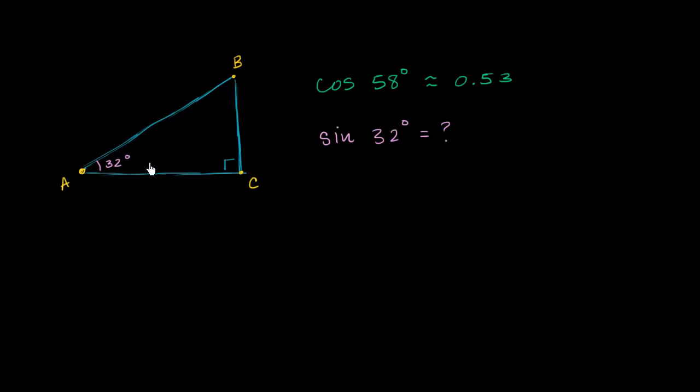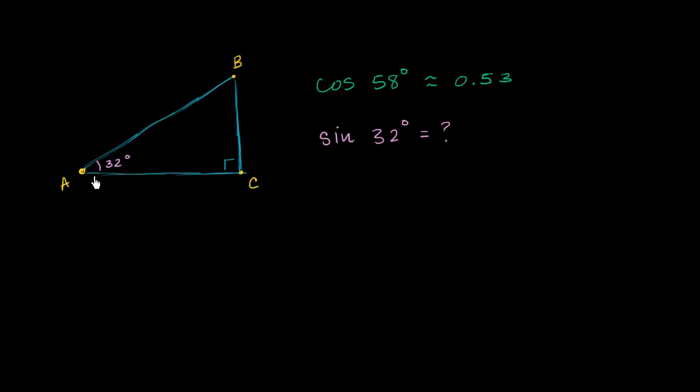A hint is to look at this right triangle. One of the angles is already labeled 32 degrees. Figure out what all of the angles are, and then use the fundamental definitions, your SOHCAHTOA definitions, to see if you could figure out what sine of 32 degrees is. So I'm assuming you've given a go at it. Let's work it through now.